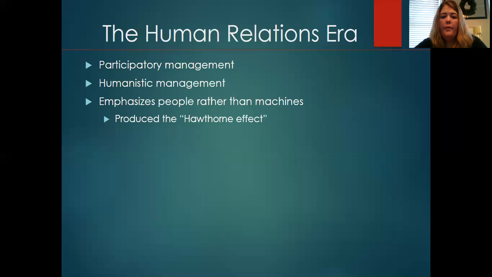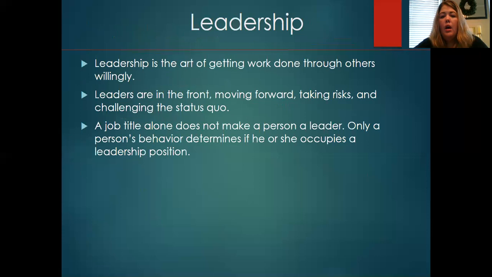what they're good at. So leadership. Leadership is the art of getting work done through others willingly. Like we've talked about before, leaders aren't necessarily over somebody, but they have the ability to motivate somebody and make somebody want to do something for them and help them accomplish a goal because they are excited about it. They are motivating. People like this person, because they're getting something done and they are willing to help them too.